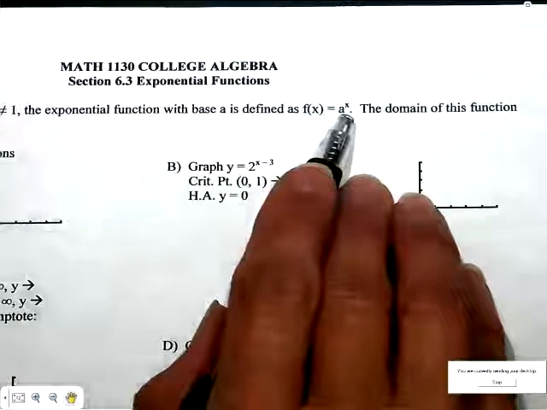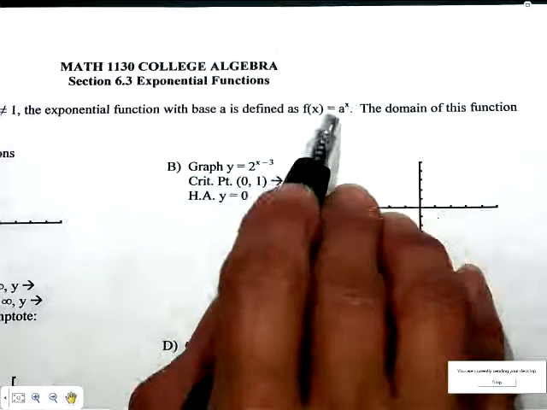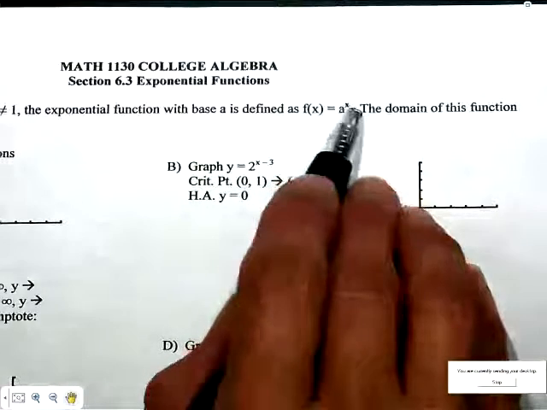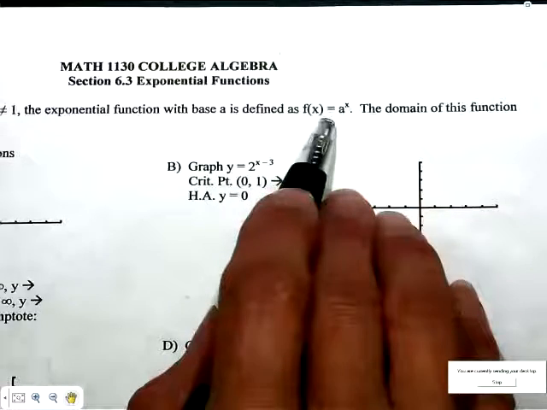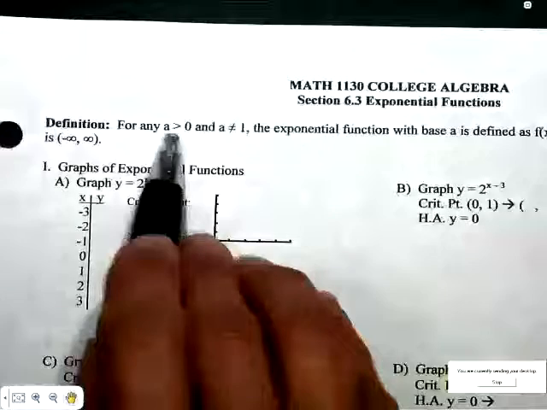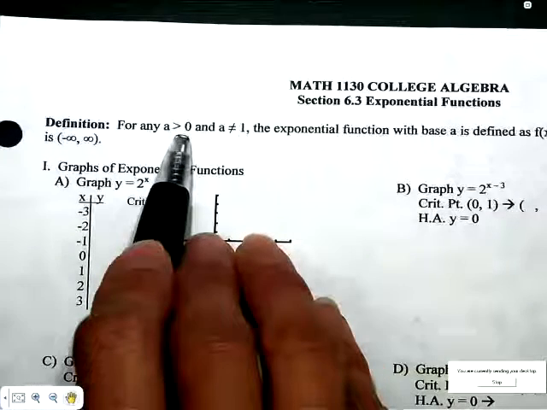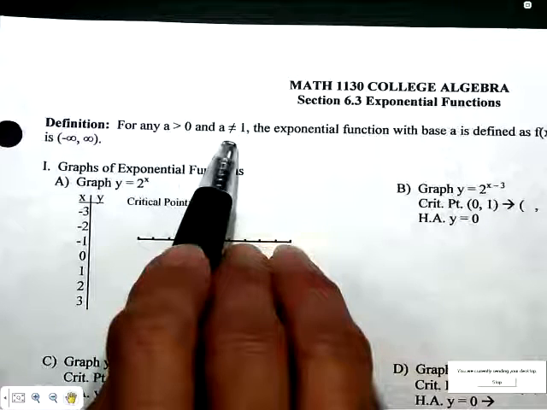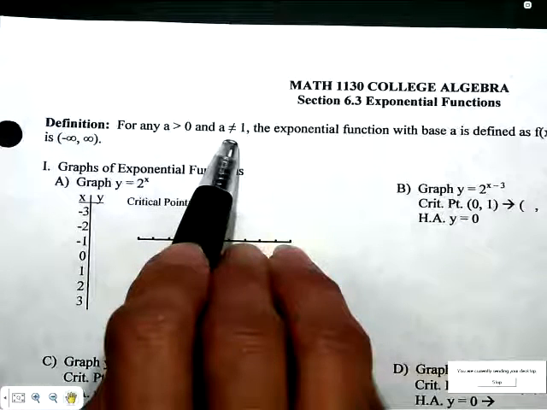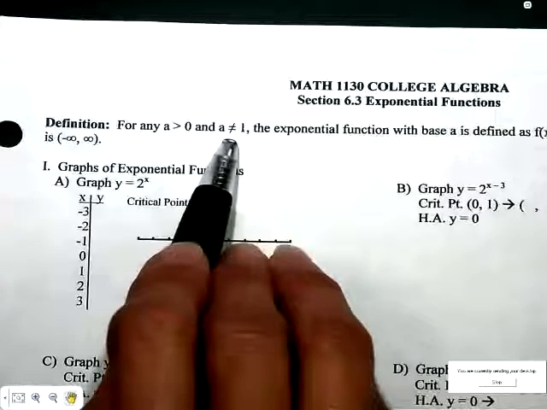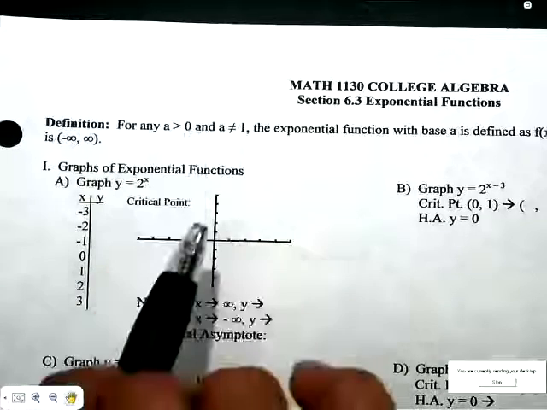Square root. Can you take the square root of -9? You can't take the square root of any negative number. And that's why we have the restrictions. We're only going to deal with positive bases so that the domain can stay all real numbers and not equal to 1, because otherwise that's just the constant function y equals 1. So you need to understand those two restrictions.